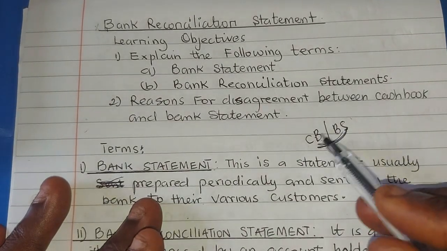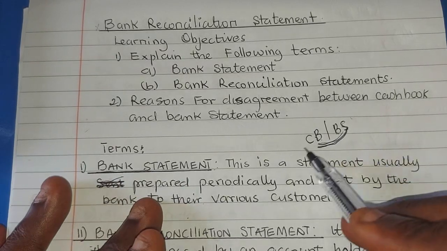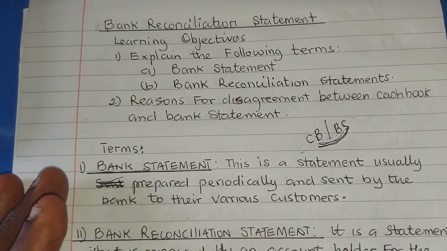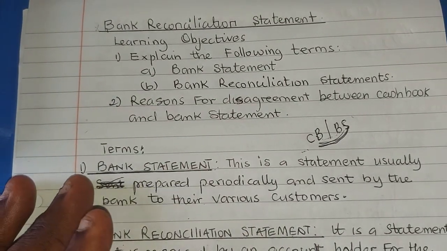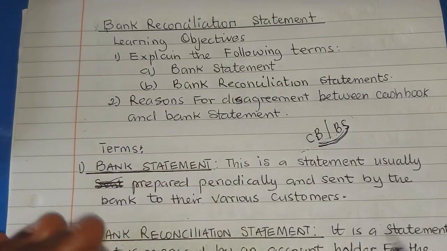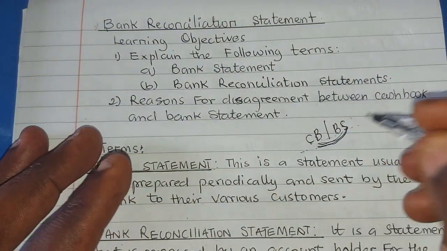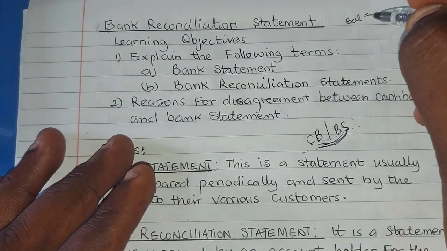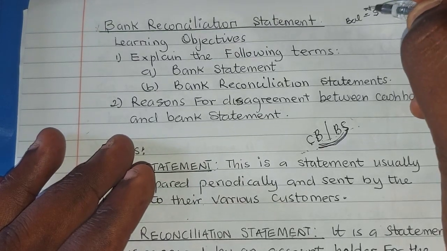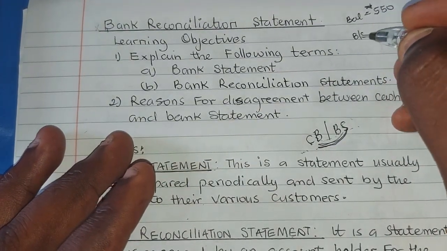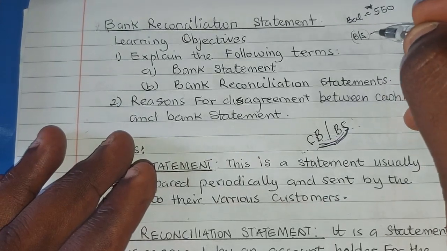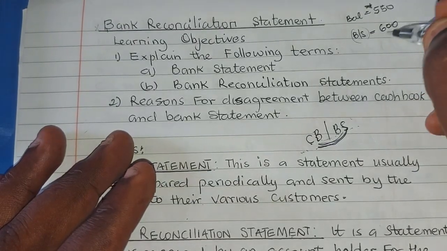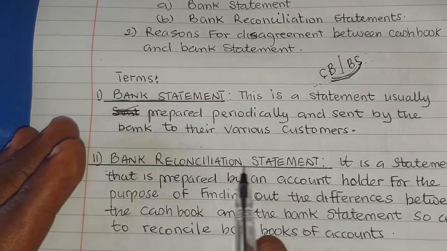Then any difference between these two books gives room for the preparation of what? Bank reconciliation statements. That is to bring the two books to agreement. So we need to bring the two books to agreement. When the customer's cash book says it has a balance of 550 naira, but the bank statement sent by the bank to the customer says it has a balance of 600 naira, there is a disagreement. So we need to prepare a bank reconciliation statement.